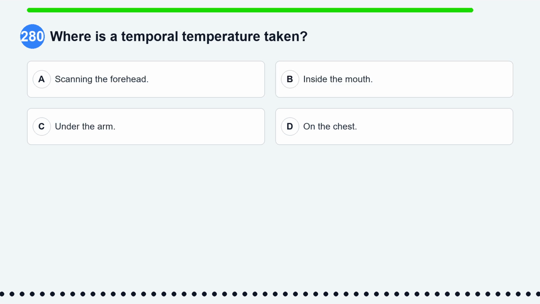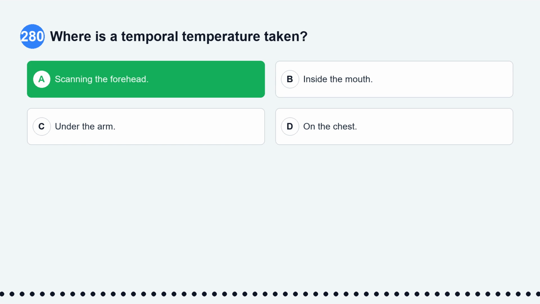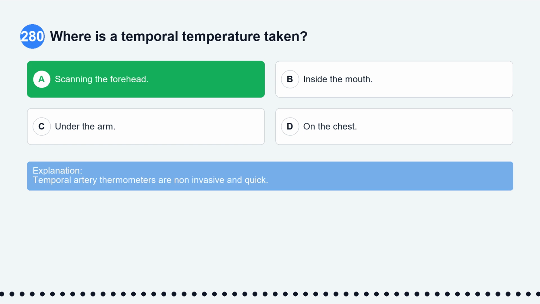Question 280. Where is a temporal temperature taken? Option A, scanning the forehead. Option B, inside the mouth. Option C, under the arm. Option D, on the chest. The correct answer is option A, scanning the forehead. Temporal artery thermometers are non-invasive and quick.